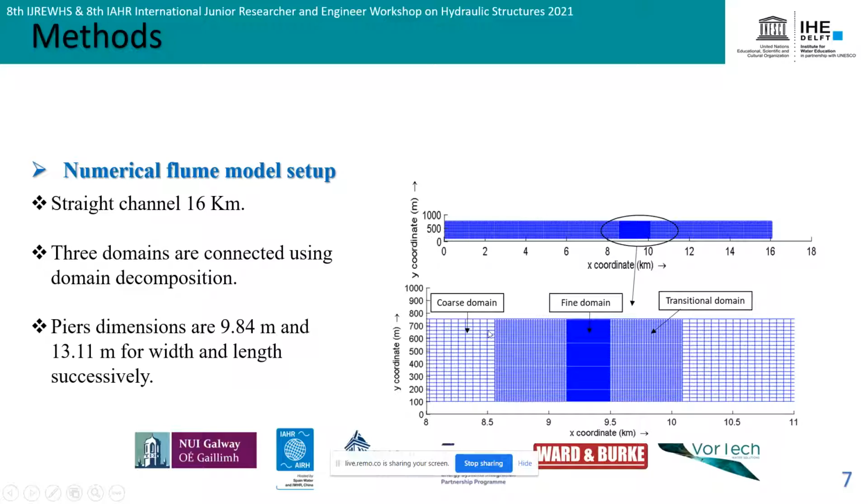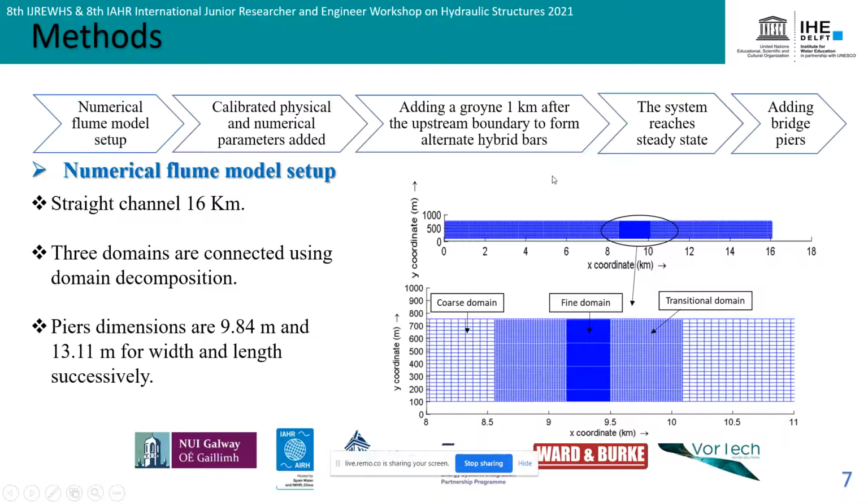The bridge pier dimensions are smaller than the main domain, which we call the coarse domain. So we use 3 domains and connect them using domain decomposition, so that we could simulate the bridge pier, which is smaller than the main coarse domain. Then, as we mentioned before, we use the calibrated physical and numerical parameters of the Nile River numerical model, and then we added a groin 1 kilometer after the upstream boundary in order to form the alternate bars, which is the case in the lowland river we have.